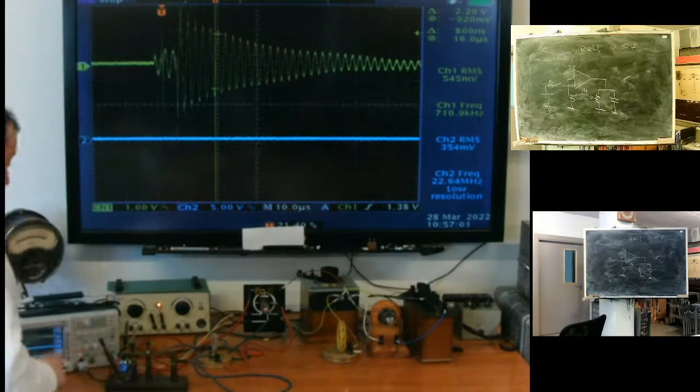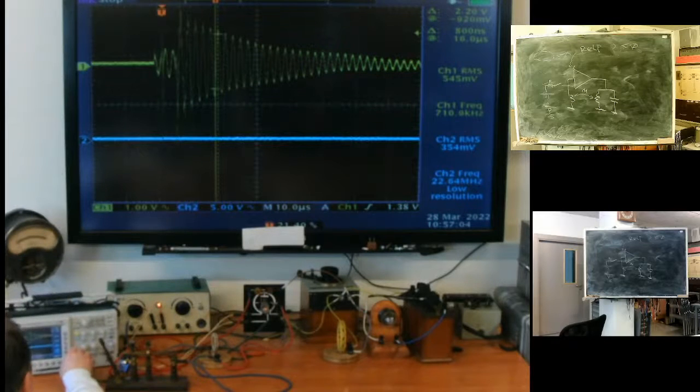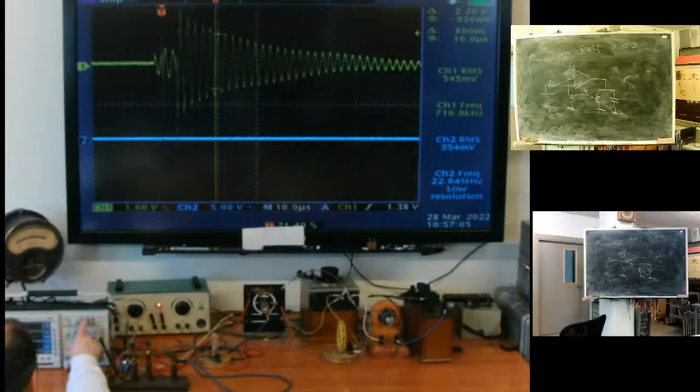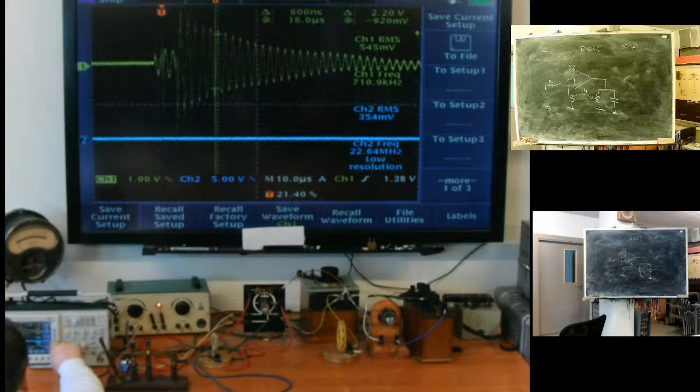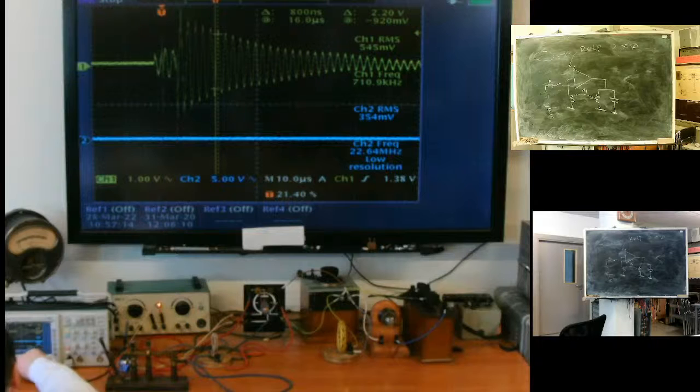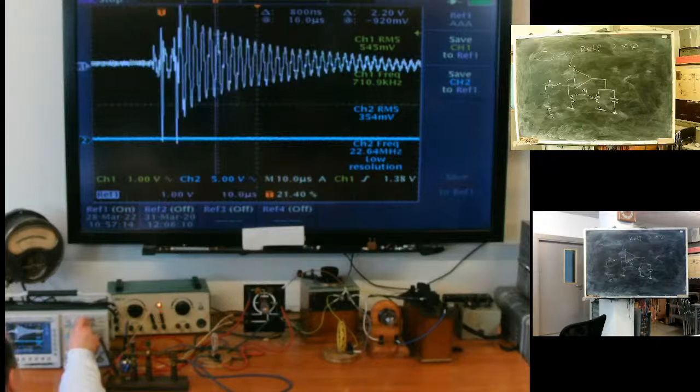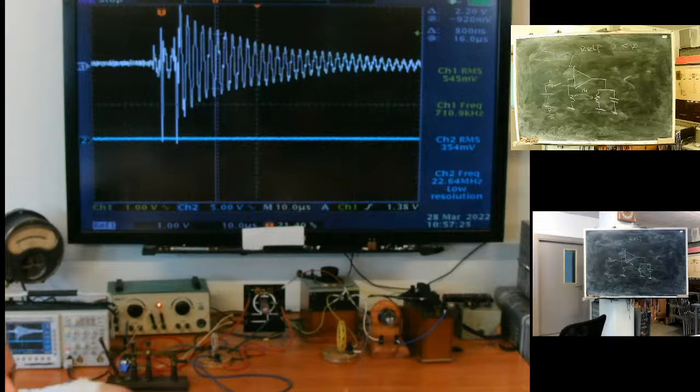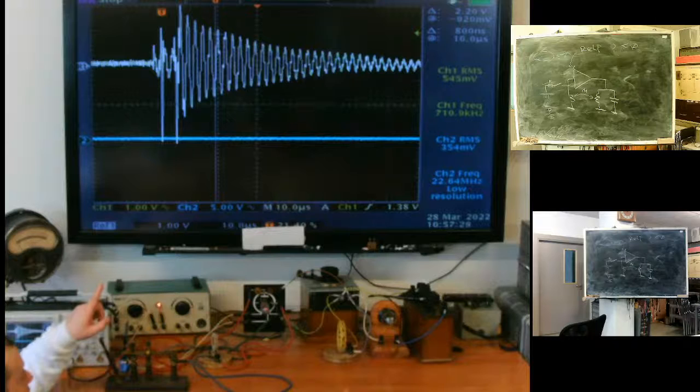I will put it into memory. One second, save recall. No. Save value for channel 1 to reference. The white line is a process without coupling.